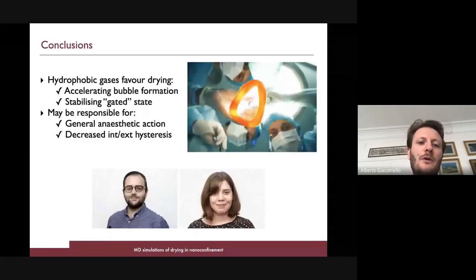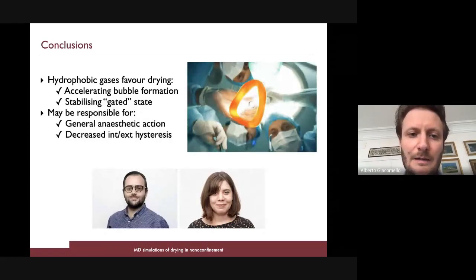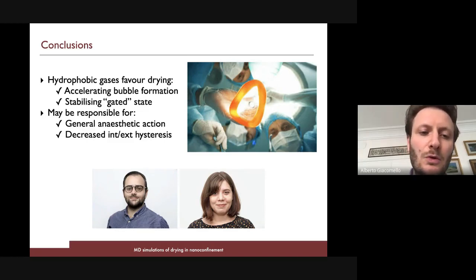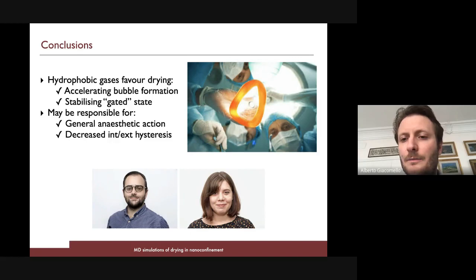So hydrophobic gases favor drying, accelerating bubble formation and stabilizing the gated state. So the state in which you have a nanoscale bubble which blocks ionic currents. This may play an important role in general anesthetic action, so in opening ion channels when the patient is administered a dose of hydrophobic gas.